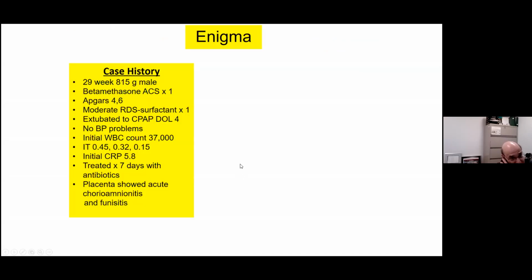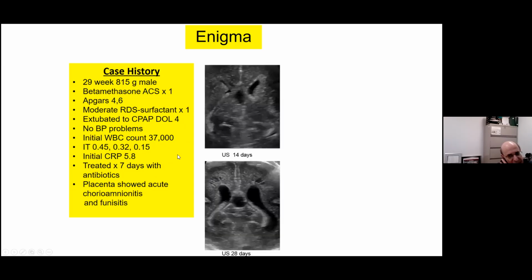The enigma of white matter I show in this slide. The case history: 29-week, 815 grams, got 1 dose of betamethasone. APGARs were modestly low. Got surfactant once, went to CPAP on day of life 4. No blood pressure problems. Initial white count was 37,000. I/T ratio was 0.5, 0.32 and 0.15. The initial CRP was 5.8. Was treated with 7 days of antibiotics. Placenta showed acute chorioamnionitis and pneumonitis.